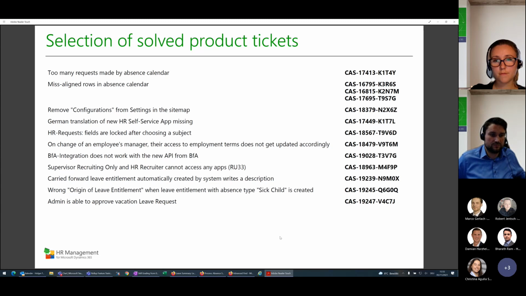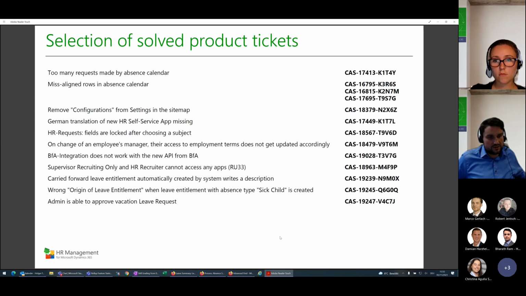BFA integration, for you who don't know what BFA is, Bundesagentur für Arbeit, so the German labor agency. We had an integration there, as they have job boards as well, and they changed the API, and we changed it accordingly, so that now we meet the endpoint and we can publish there again. The supervisor recruiting only and HR recruiter role haven't been able to access this if it was the only role you had assigned to a user, not the employee.